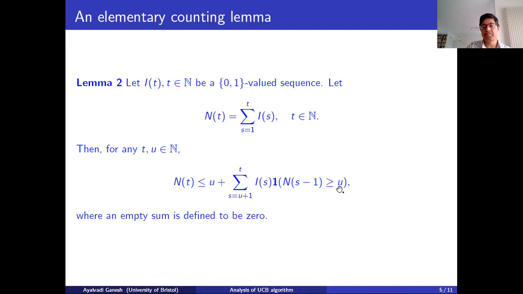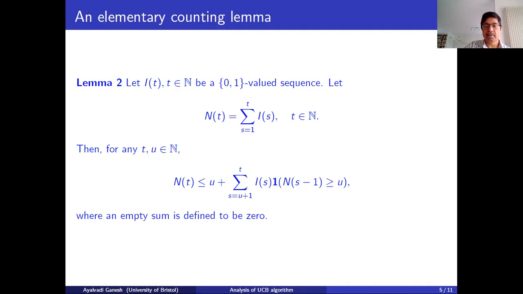So maybe for your sequence, I gave the example of t is 20 and u is 3. So maybe it was only at time 7 that the count reached u. So I'm saying that N_20 is smaller than 3 plus I'm going to count ones starting from time step 8 because it was only at time step 7 that we reached u. Okay, so this is just some expression, and I claim that this inequality always holds.